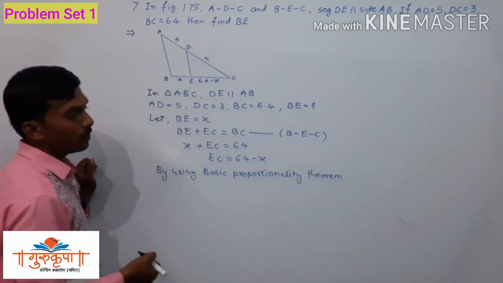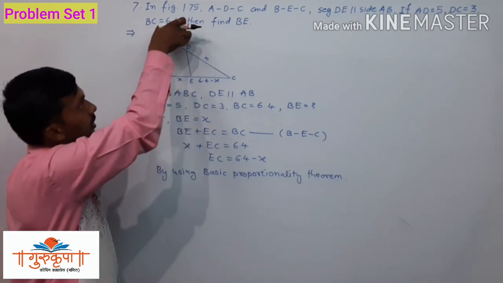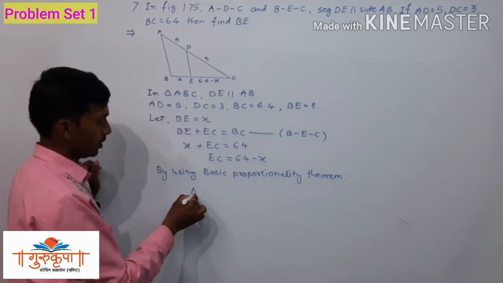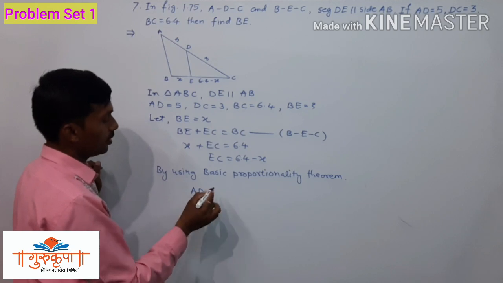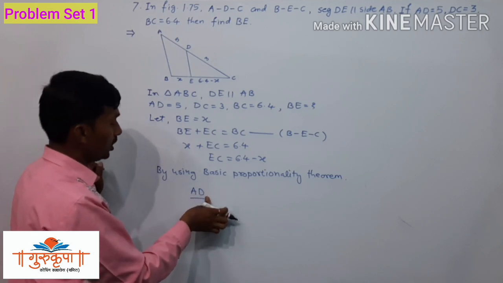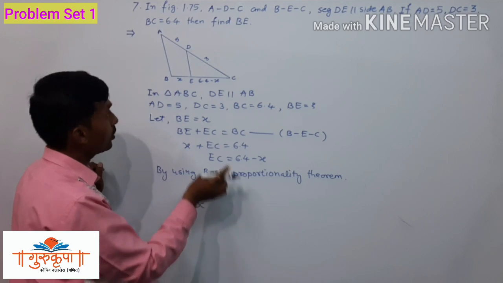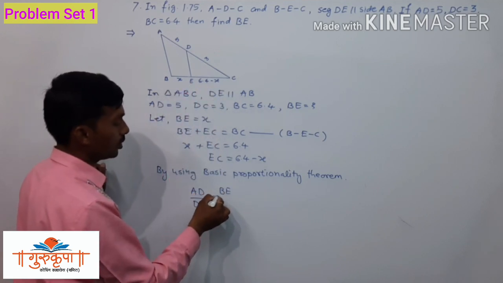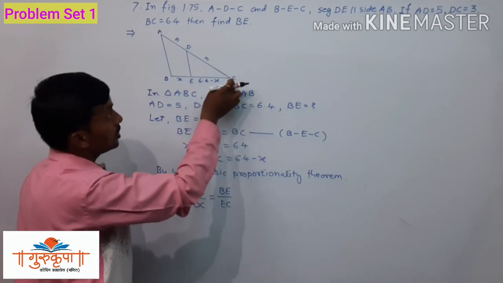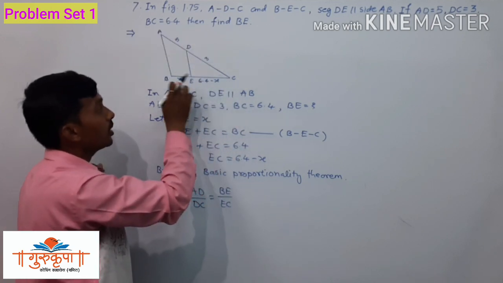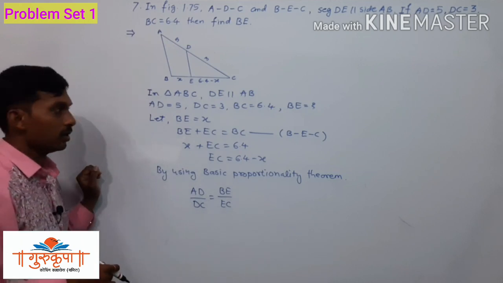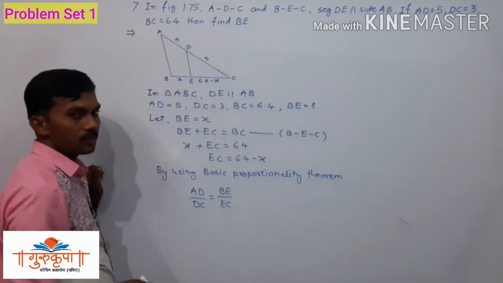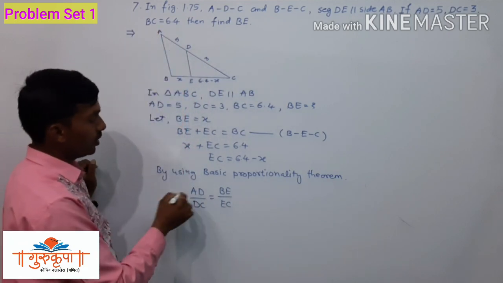By using the basic proportionality theorem, AD upon DC is equal to BE upon EC. Or simply you can write it as CD upon DA is equal to CE upon EB also, from upside down or from downside up. So here we have to put the values now.